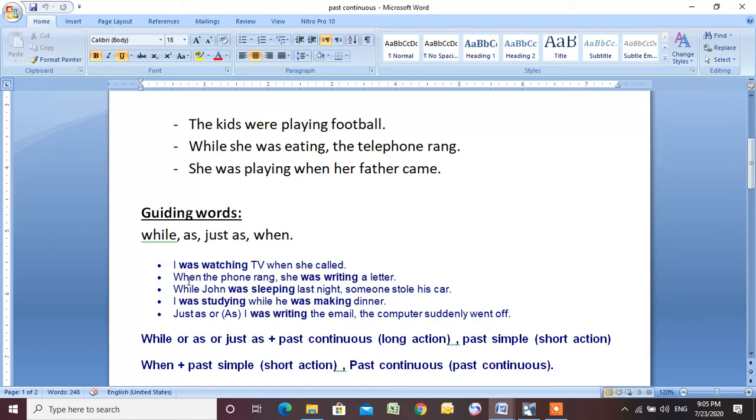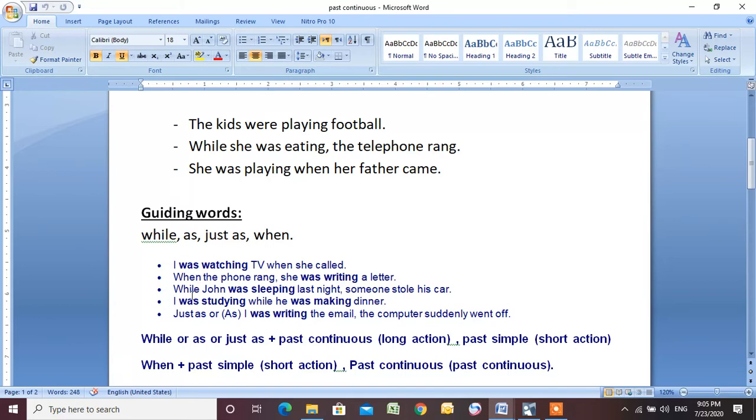Another example. When the telephone rang, she was writing a letter. So again, when at the beginning, but after it I put past simple. In the other sentence I put past continuous tense. And of course, writing is the longer action, and then it was interrupted by a shorter action because the phone rang.